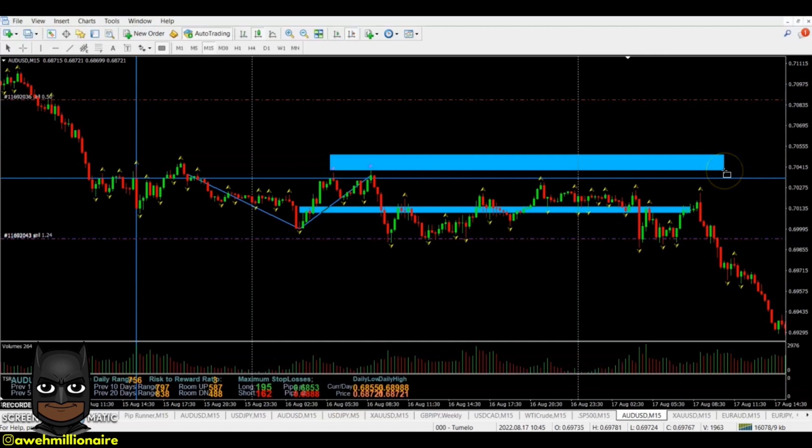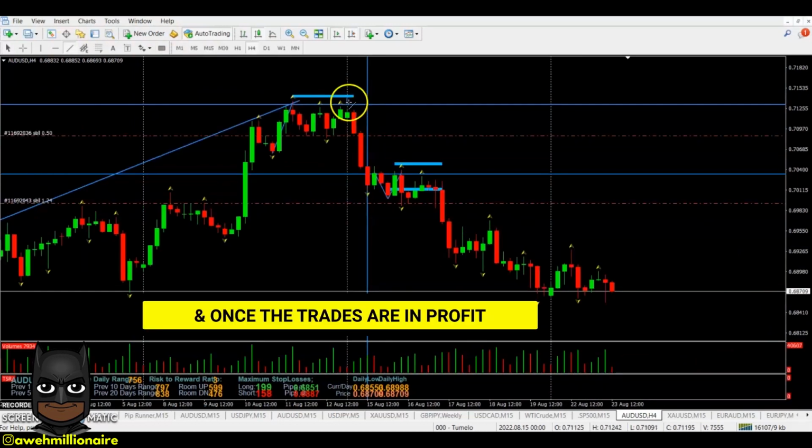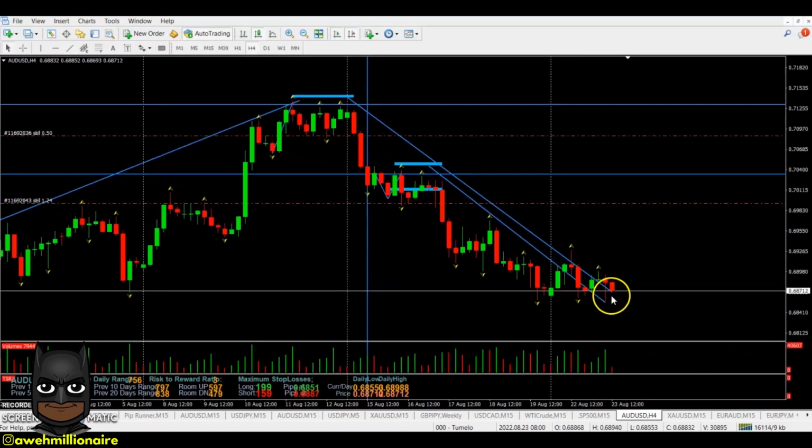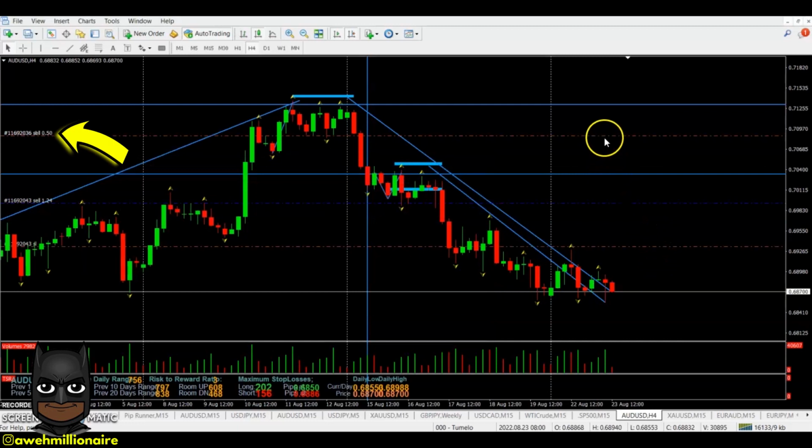Enter the trade with stop loss above the supply level, and once the trades are in profit, we move stops to break even and become risk-free. And once we are risk-free, we then trail stops to lock in profits as the market continues to move in our favor, as you can see over here.